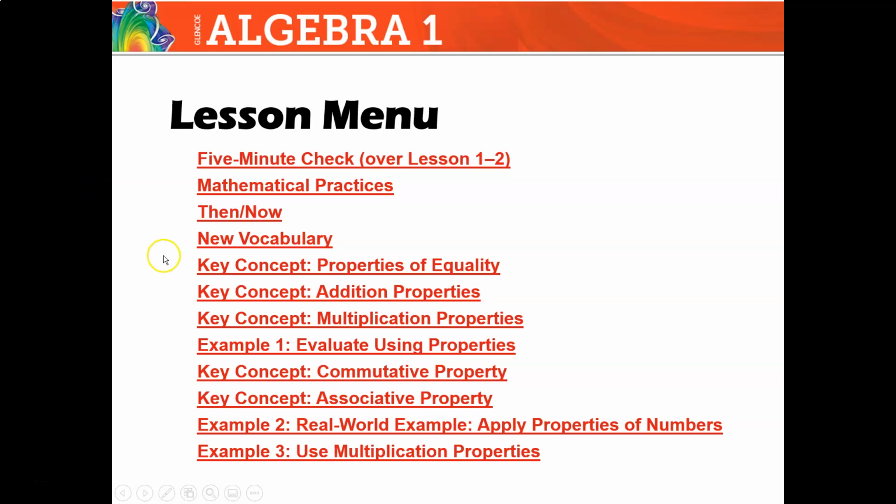This is High School Algebra 1, Chapter 1, Lesson 3. We're going to start off with our 5-minute check, our objective for the day, our new vocabulary, and then our concepts here. All right, let's get started.